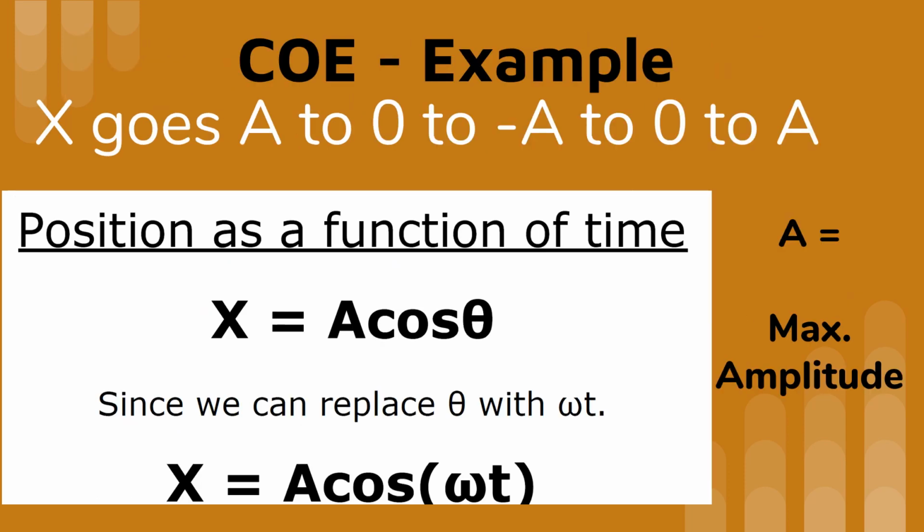The position of an object moving with simple harmonic motion can be described using a cosine or a sine function, with A standing for the object's maximum amplitude. If the plot starts with an amplitude of 0, we use sine. If it starts at the maximum amplitude, it can be described using cosine.